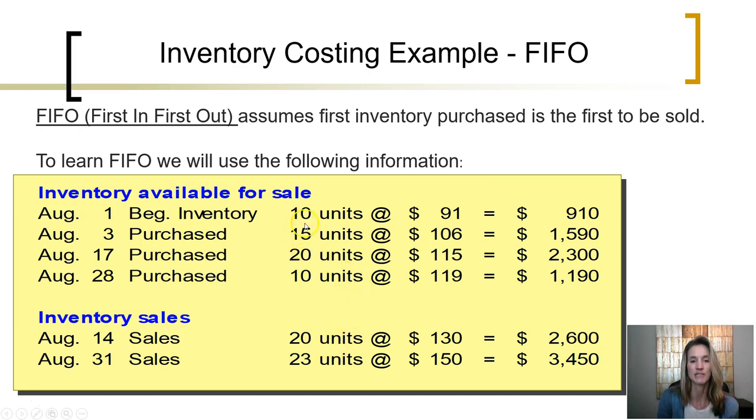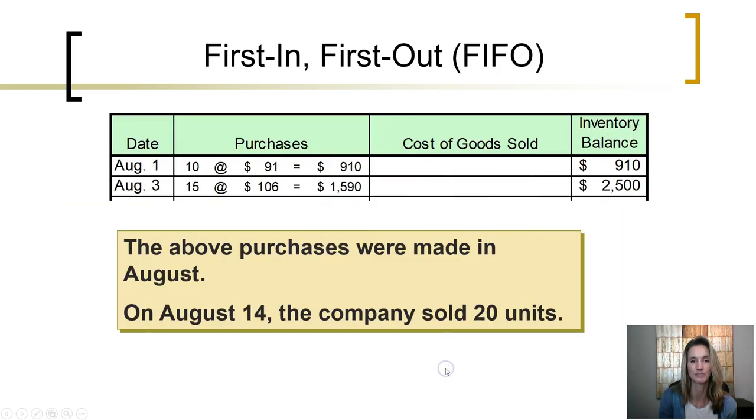The company is starting with 10 units at $91 apiece in their beginning inventory. They made 3 purchases during the month of August, with the number of units purchased and the cost that was paid for each of those purchases. During that same period of time, there was a sale of 20 units at a price of $130 apiece, and 23 units sold at a price of $150 apiece. So let's use FIFO to account for the cost of the inventory when it is sold on those 2 dates.